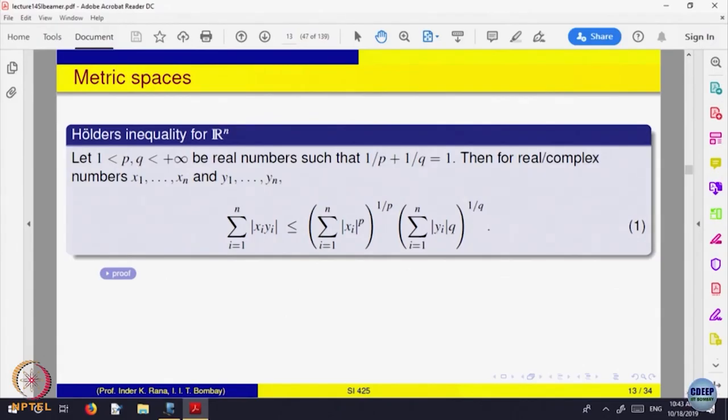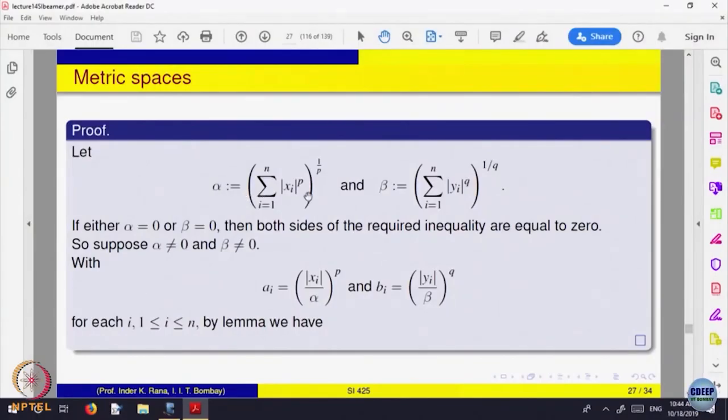If all x_i or all y_i are 0, then both sides are equal, nothing to prove. So, assume that the vector x with components x_1, x_2, ..., x_n and the vector y with components y_1, ..., y_n is not 0. Divide by that, if required, then you get vectors with norm of x equal to 1, norm of y equal to 1, and you have to show that this inequality holds. So, let us look at a proof of that. That is the basic idea.